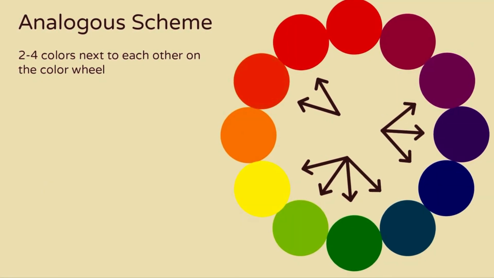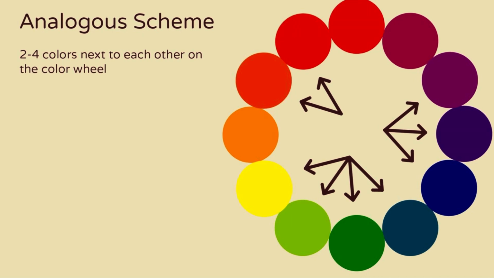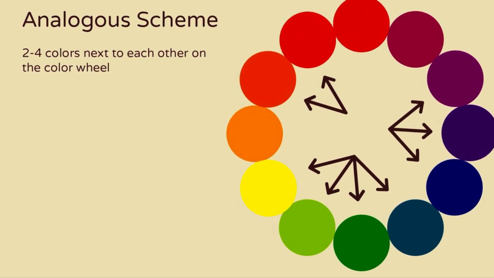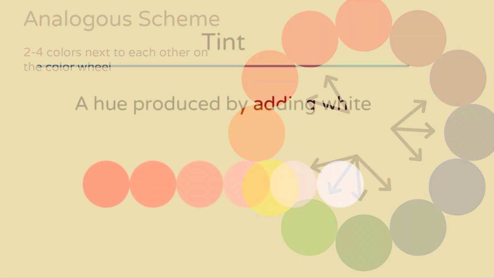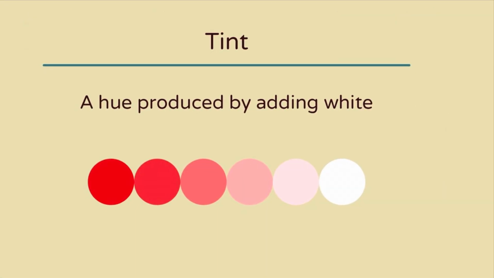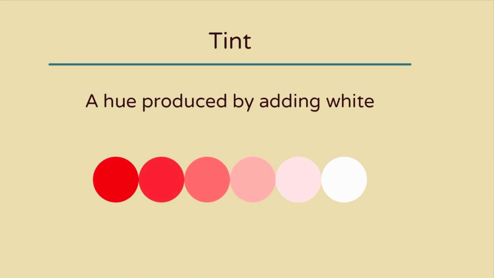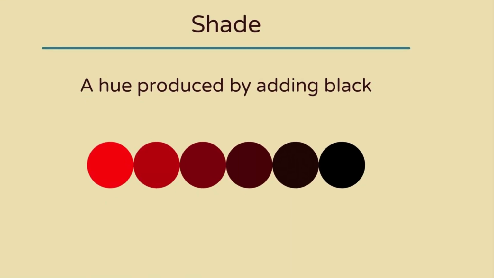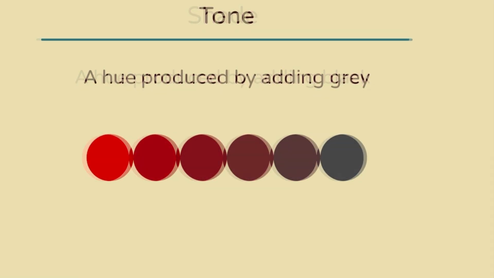Analogous colors are 2 to 4 colors next to each other on the color wheel. You can mix analogous colors together without getting muddy and brown. Tint is when you add white to the color. Shade is when you add black to the color. Tone is when you add gray to the color.